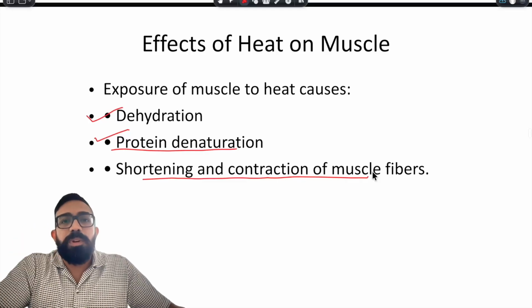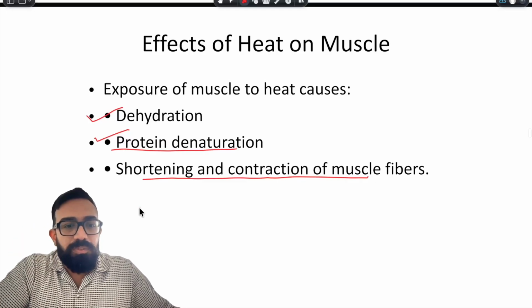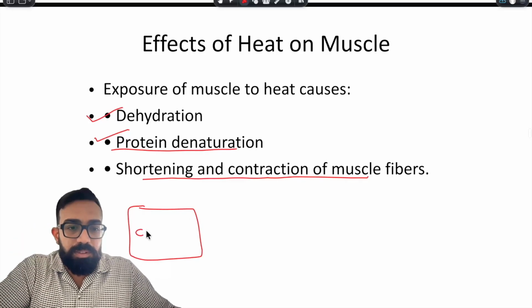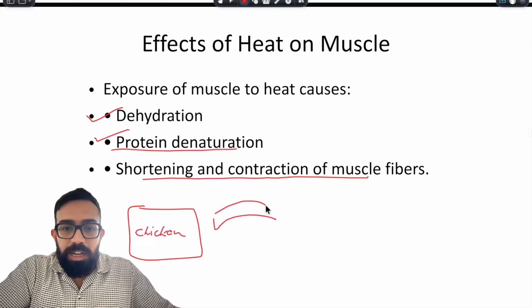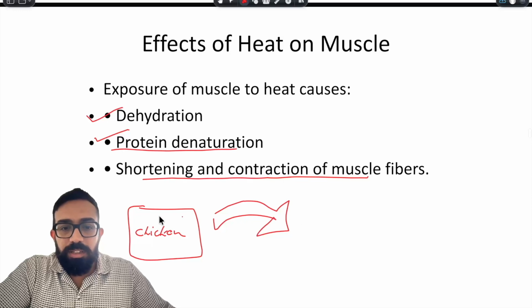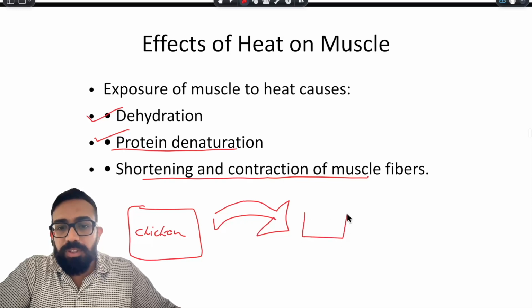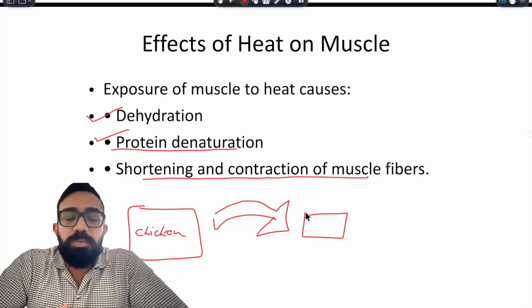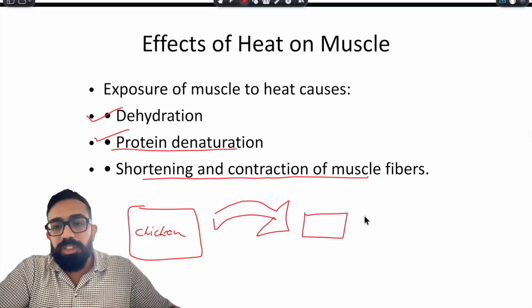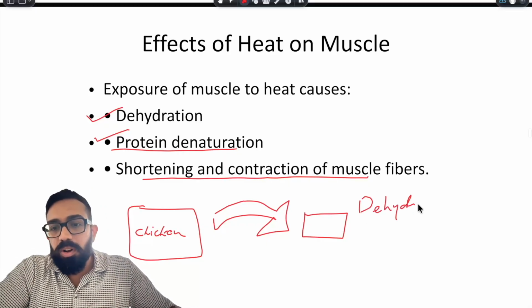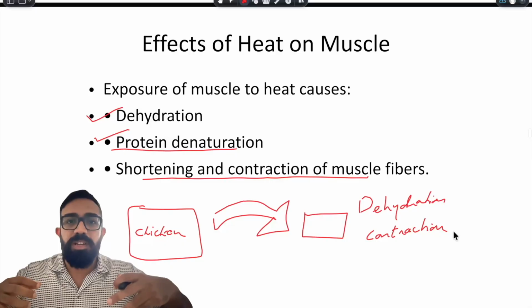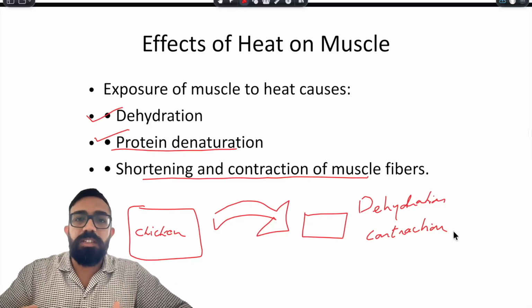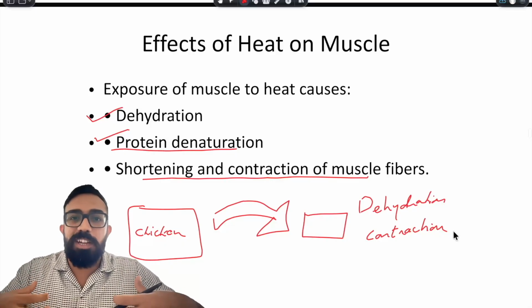You see those people who have cooked chicken. If this is a chicken piece and you put it on the griller or on the cooker and you cook it, the size of the chicken piece after cooking is going to get smaller. Why? Because of dehydration, because of contraction of the muscle fibers. So the same thing which happens with the chicken that we cook in the kitchen happens to us when we get burned.